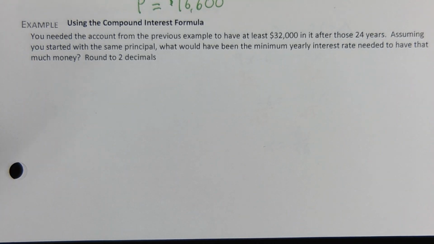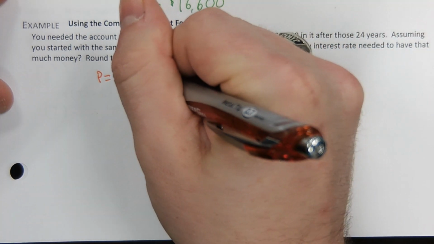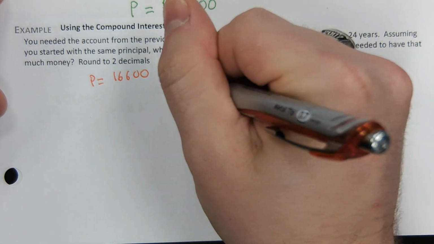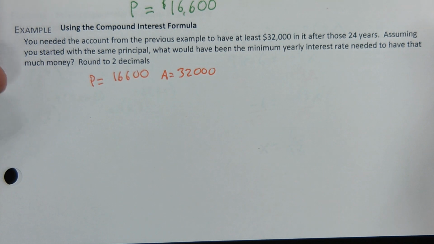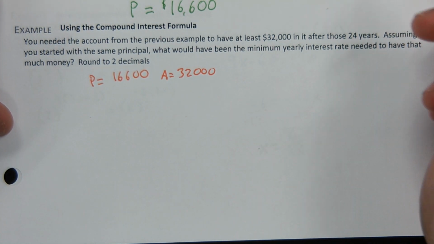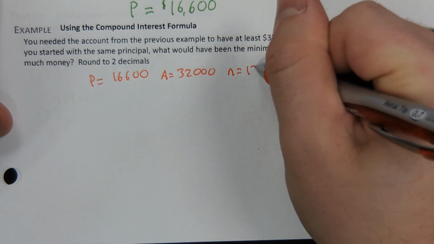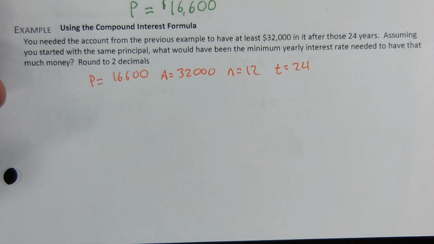We know that P is 16,600. We know that A, the amount we needed, was 32,000. We don't know R, but we still know that N was 12 because there's 12 months in the year, and we still know that we were dealing with those same 24 years. And 12 times 24 is still 288.